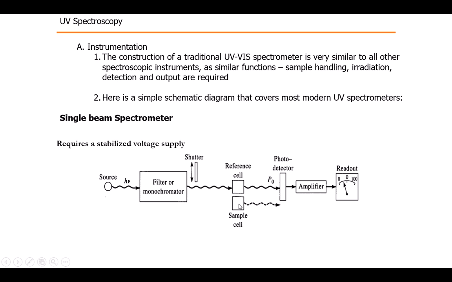Then we use a sample cell instead of the reference cell, and the value for the sample cell is noted, P naught and P. Whenever the light passes through the sample cell, the resulting power or intensity of the radiation will be called P. The difference between P and P naught is detected at a photodetector, which is amplified to the readout to take the results.